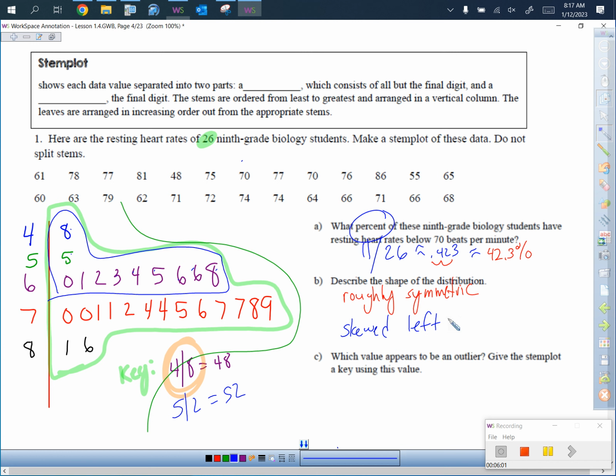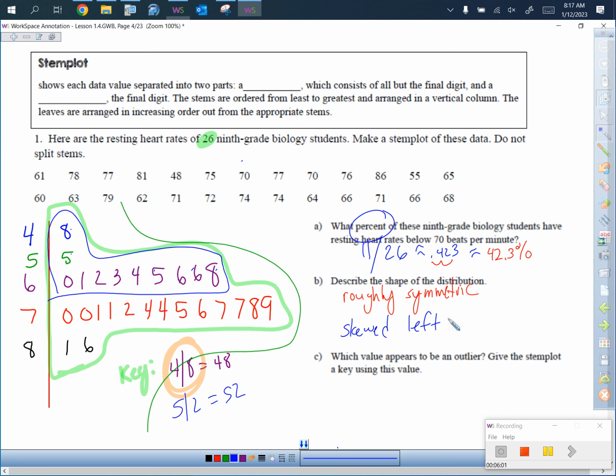Which value appears to be an outlier? Do you think that any of these would appear to be an outlier? That's sort of a personal opinion until we can do the math behind it and figure out if there are any. Thoughts? Any outliers? No. I'm fine with an answer of no.